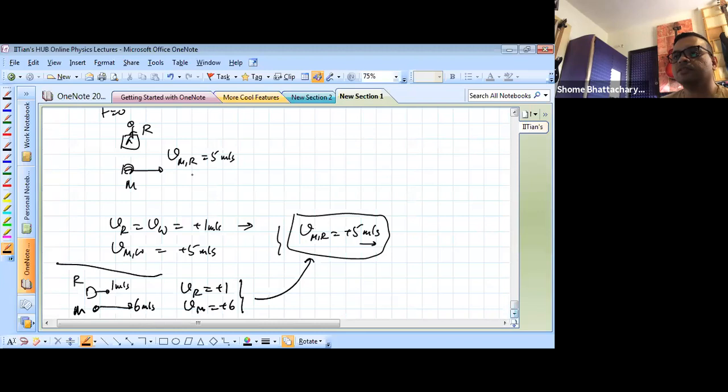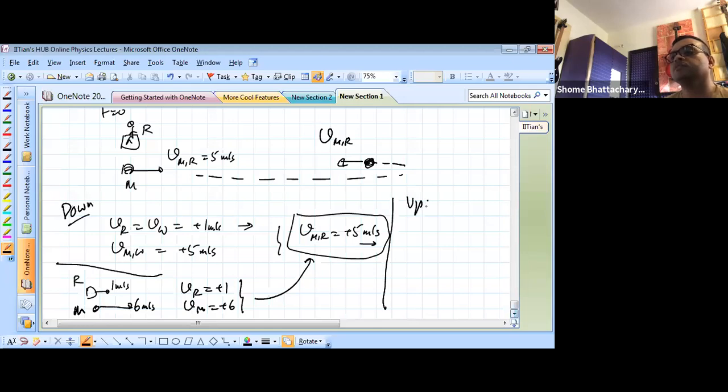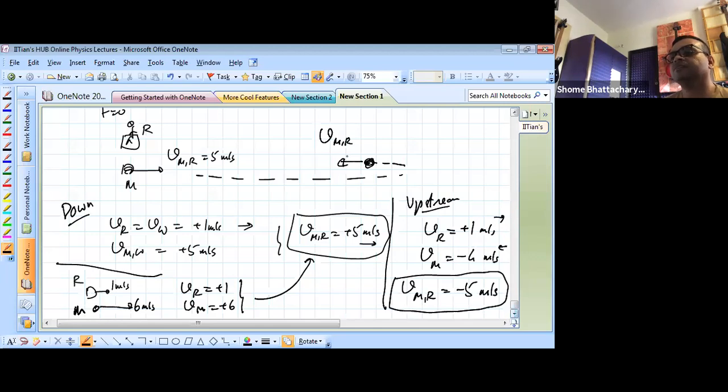Now what happens while he is coming back upstream? While coming upstream, what is the velocity of the motorboat with respect to the raft? This was downstream. Now while coming upstream, the velocity of the raft continues to be plus 1, it is going like this. But the velocity of the motorboat in the ground frame was minus 4 in this direction. So what about the velocity of the motorboat with respect to the raft? It becomes minus 5. That's the interesting thing: with respect to the raft, even while coming back, it has a speed of 5 meters per second.